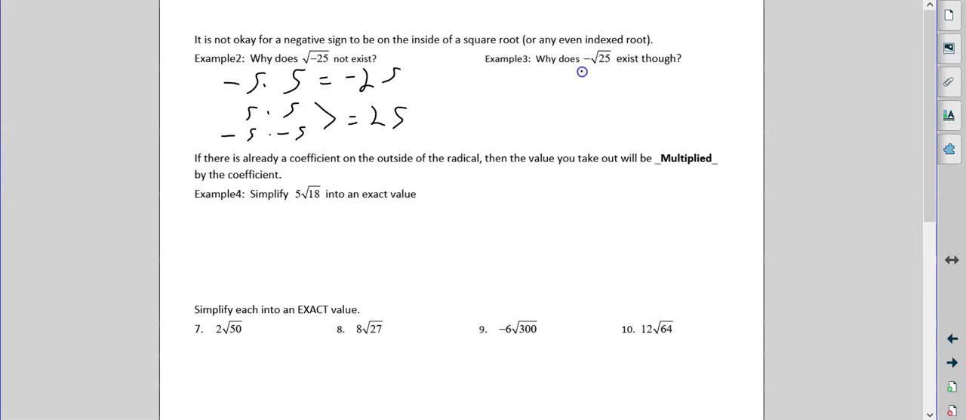So why does this one exist? Because this is saying take the opposite of whatever comes out. So the square root of 25 is 5, and we take the opposite of that. This is basically like saying negative 1 times the square root of 25. So we find the radical square root of 25 first, and then multiply by negative 1, or make it opposite.